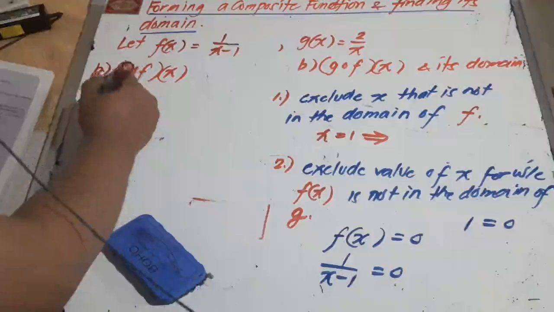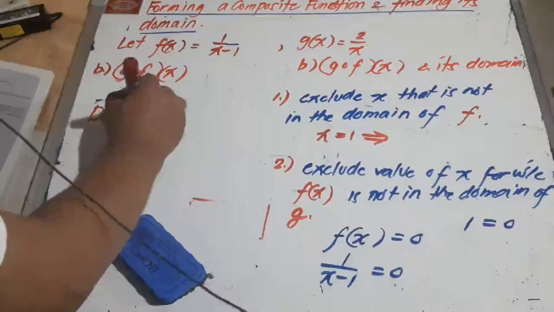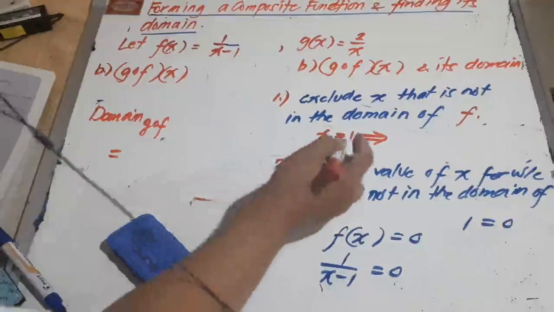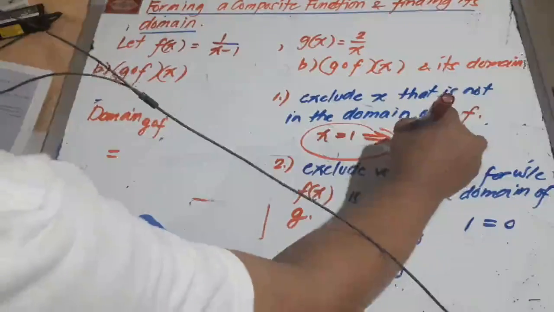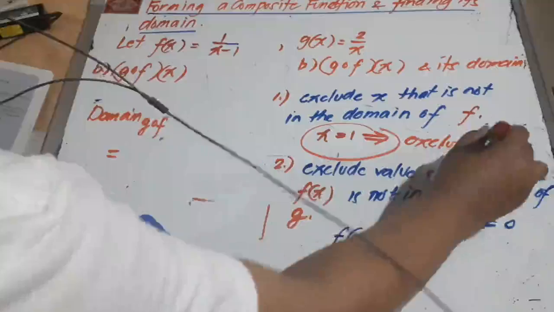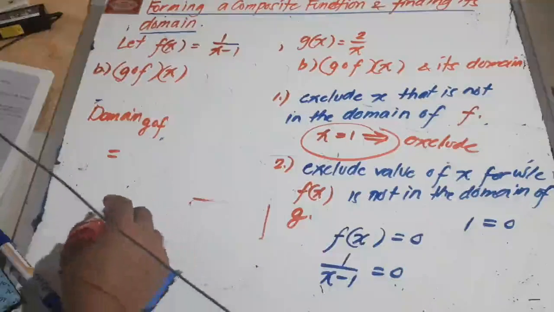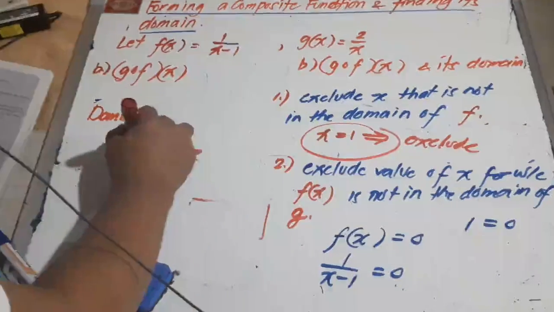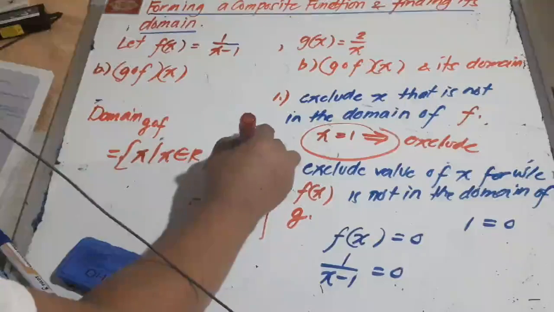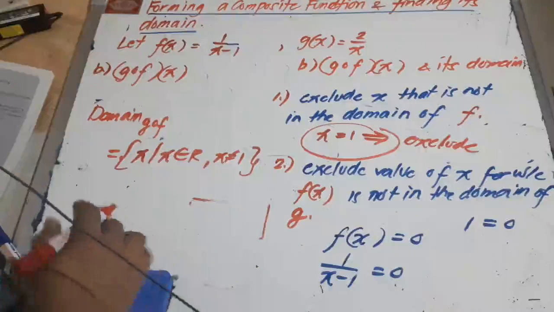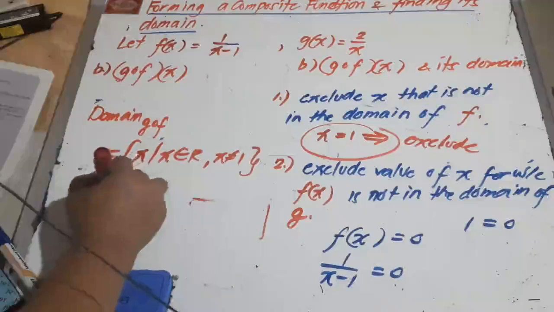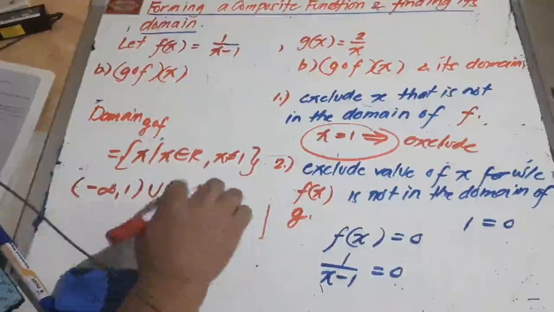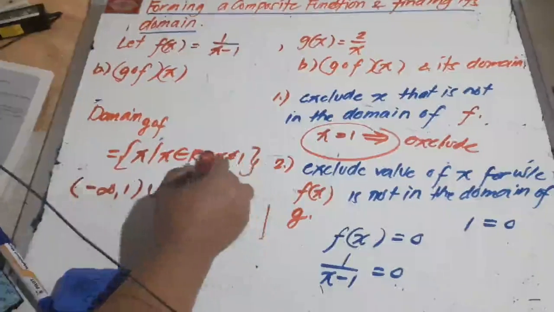the domain of g circle f is all reals except 1. Itong exclude natin. Di ba? Dito wala na tayong exclude kasi f of x cannot be 0. Therefore, x such that x is an element of real numbers except 1. Or, pwede nating sabihin from negative infinity to 1, union to 1 to positive infinity in interval notation.